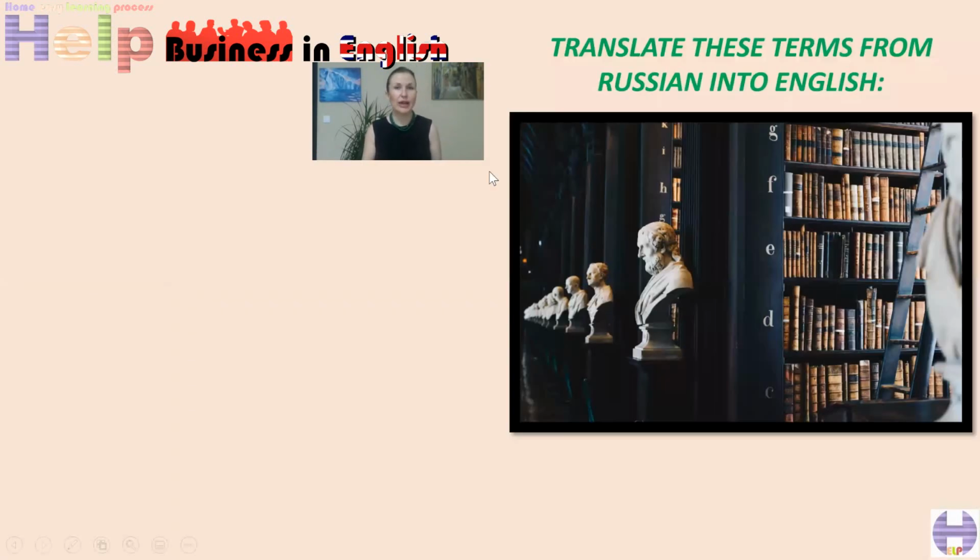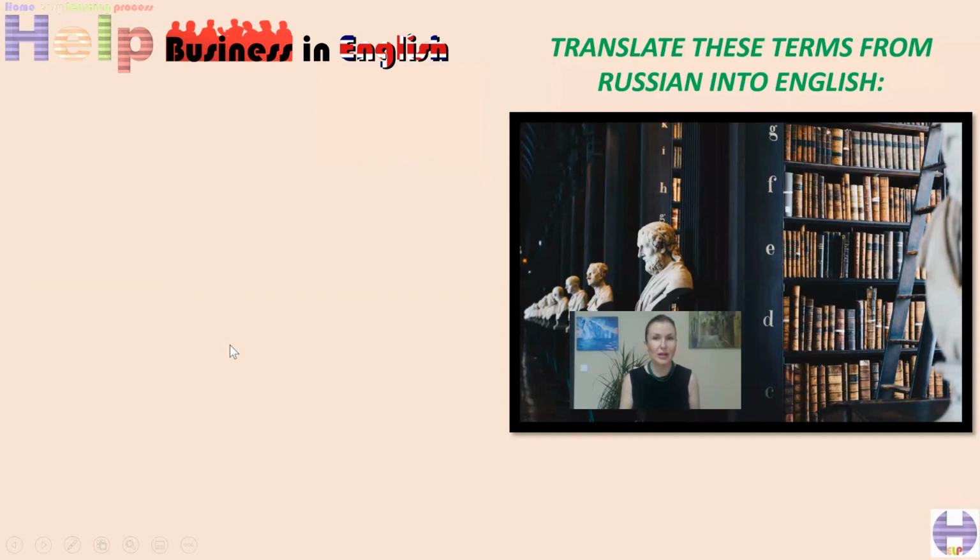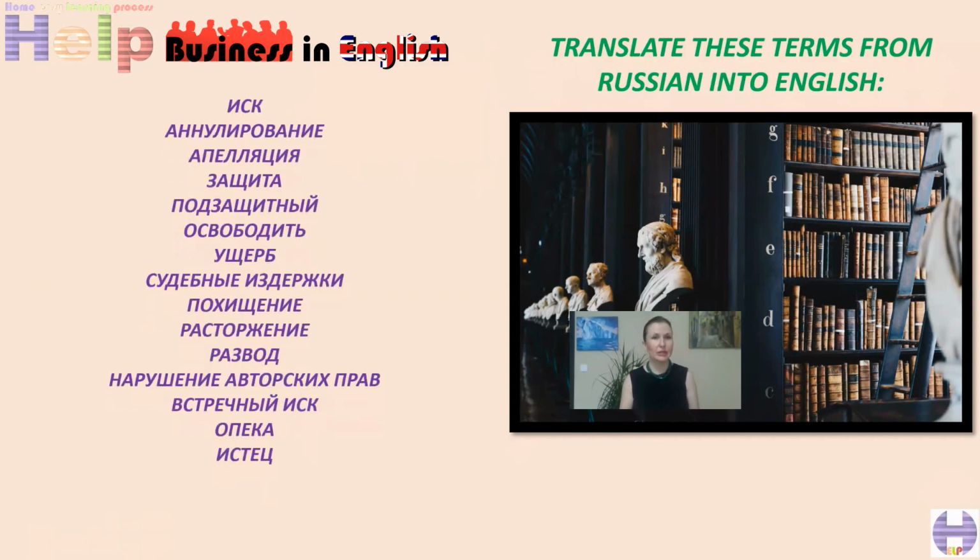And let's have a look at how well you can translate the given terms from Russian into English ad hoc, let's say. And if you cannot do that so far, you're most welcome to go over these terms several times to make sure that you know how to translate them. So, иск, аннулирование, апелляция, защита, подзащитный, освободить, ущерб, судебные издержки, похищение, расторжение, развод, нарушение авторских прав, встречный иск, опека, истец.